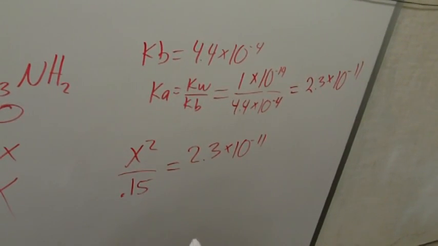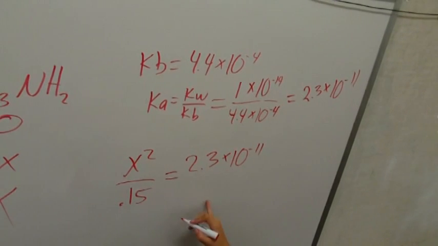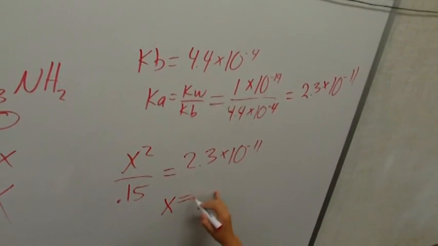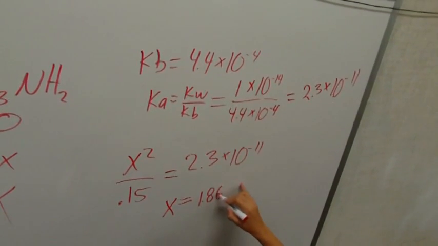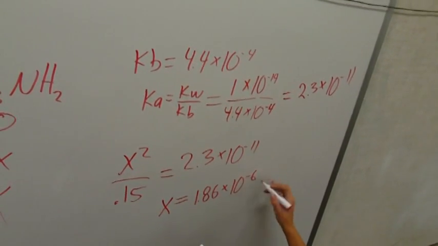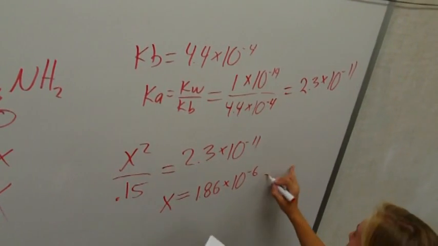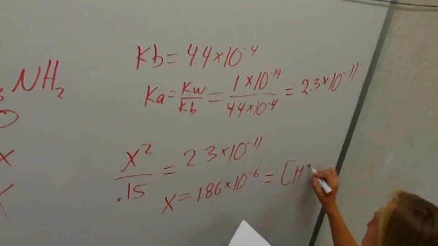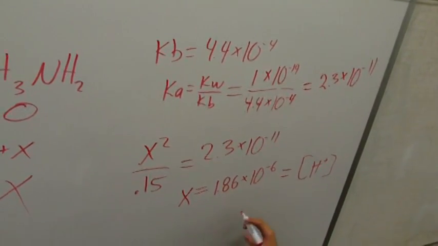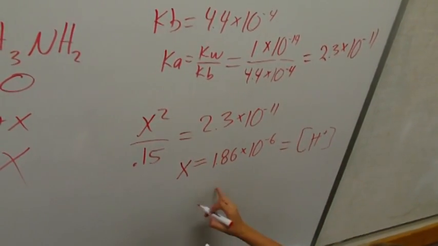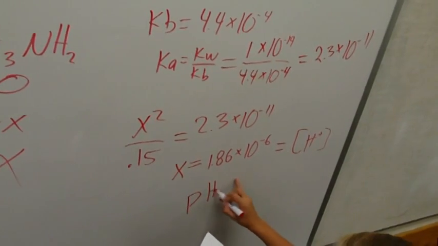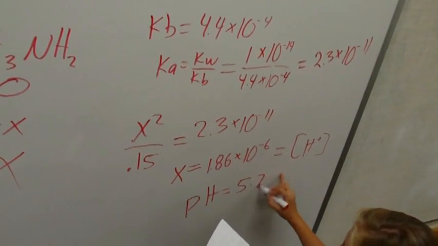And then we're going to solve for x. Our x is 1.86 times 10 to the negative 6. And x is equal to our concentration of hydrogen ions, which then if we take the negative log of that, we can get our pH, which is 5.73.